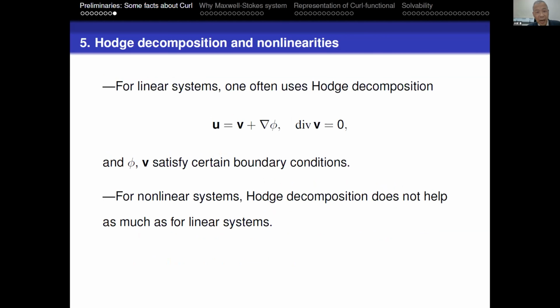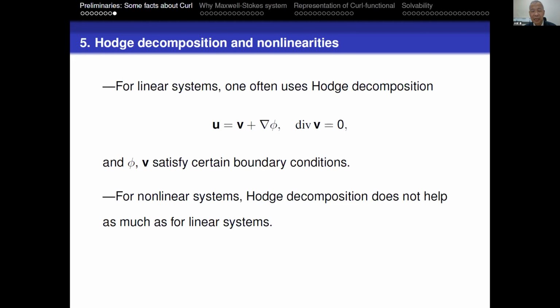I also want to mention the Hodge decomposition. And for linear problems, Hodge decomposition is very useful. Given a vector field U, you can decompose it into two parts, a divergence-free part and a gradient field part. The reason is, if you have an equation involving Q, then somehow you have control on the Q of U. But this is not enough to control the gradient. Then, if you know that the divergence of U equals 0, then you have good estimates.